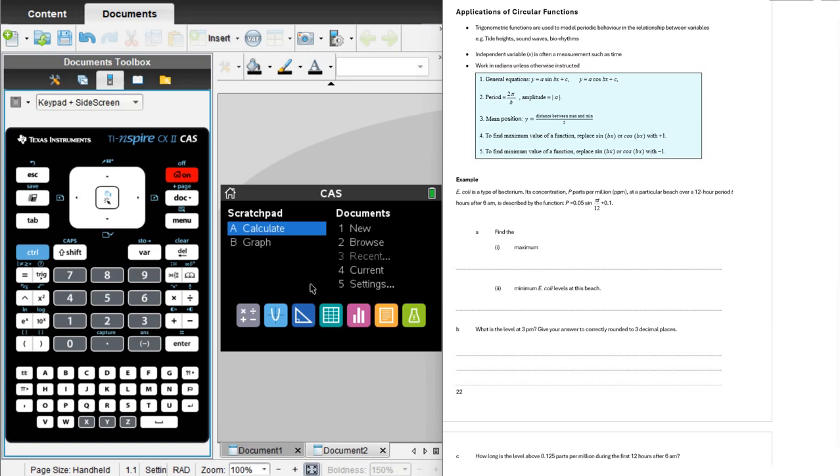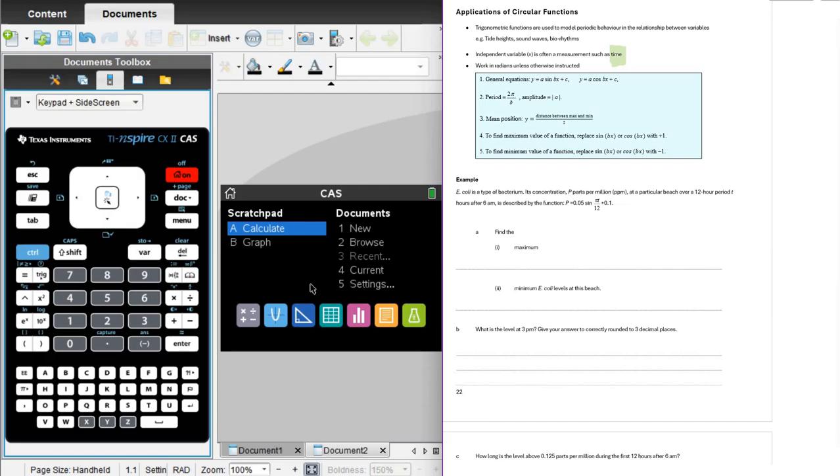In the case of circular functions, your independent variable, so your x, is usually a measurement like time. That's the most common one because you're cycling it over a period of time. And then your y can be anything like parts per million or height and that sort of thing.